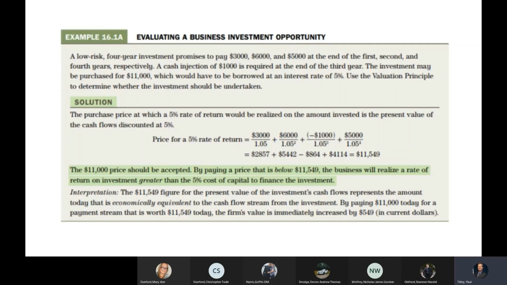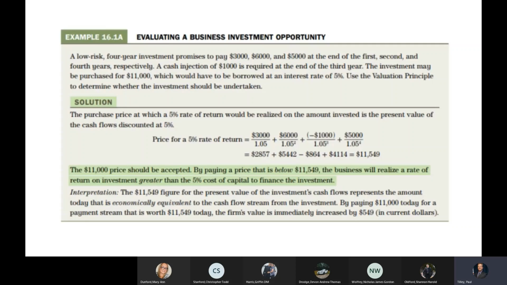The $3,000 is going to come in the first year, so we got to discount that back 1 year. The $6,000 is going to come in 2 years, so we got to discount that $6,000 back 2 years. The $5,000 is going to come in 4 years, so we got to discount that back 4 years.